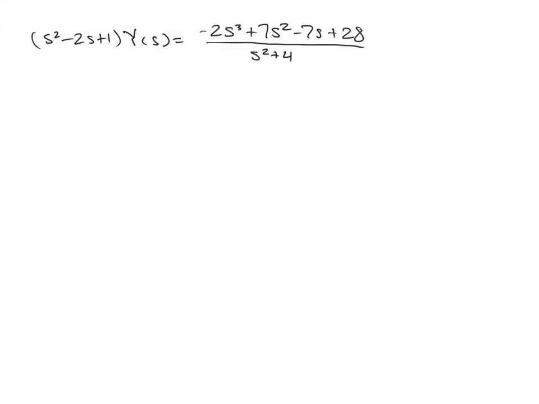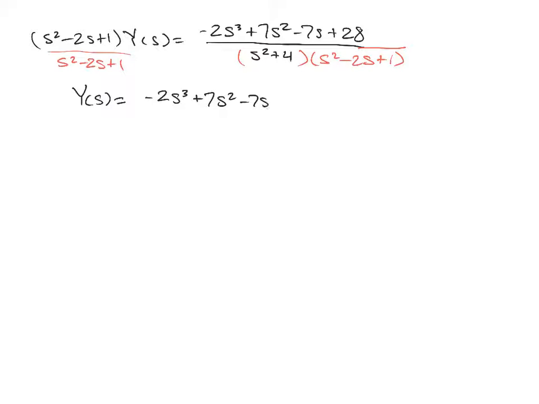Okay, so we left off with the previous equation, and now we want to solve for big Y of s. So we're going to go through and divide both sides by s squared minus 2s plus 1. And that's going to take us to big Y of s is equal to the fraction negative 2s cubed plus 7s squared minus 7s plus 28 over the product s squared plus 4 times s squared minus 2s plus 1.